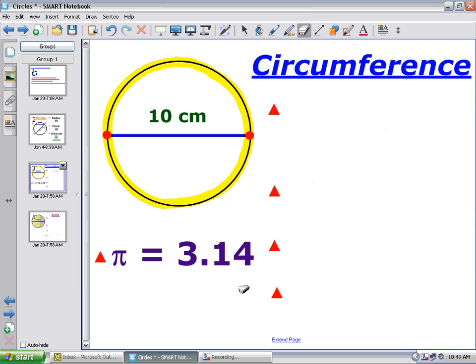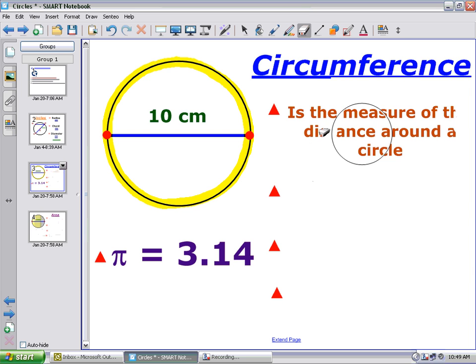Now, to calculate the circumference of a circle: by definition, the circumference of the circle is the measure of the distance around the circle. And we use a formula that is known as C equals pi times d, where C stands for the circumference, pi obviously is the value 3.14, and d is the diameter of the circle. If you take a look at my model here, I've highlighted around the circle in yellow. This is what we are calculating, the distance around it.